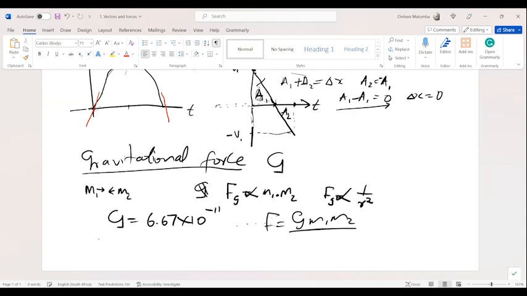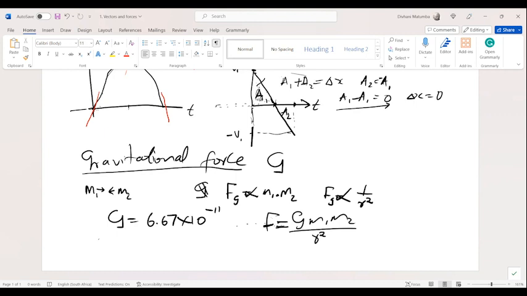So that is the equation for the force. I forgot to put it down. That is the equation for the force between two objects. Force of gravity between two objects.